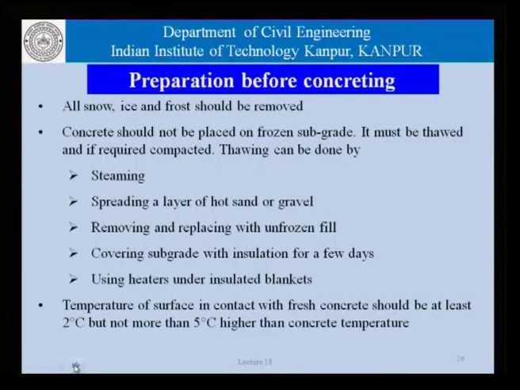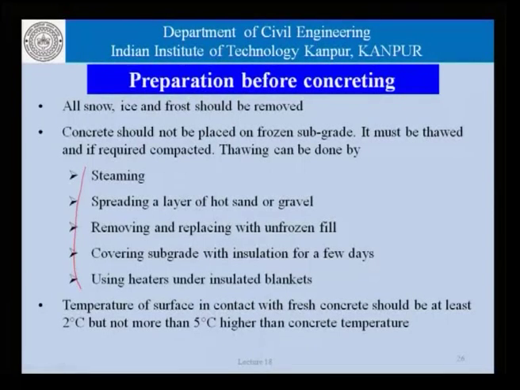Now, as far as preparations for concrete before the concreting operation are concerned, all snow, ice and frost needs to be removed. Concrete should not be placed on frozen subgrade. It must be thawed and, if required, compacted. Thawing can be done by steaming, spreading a layer of hot sand or gravel, removing and replacing the unfrozen fill, covering subgrade with insulation for a few days, using heaters under insulated blankets. In any case, concrete cannot be placed on frozen or very, very cold subgrade.